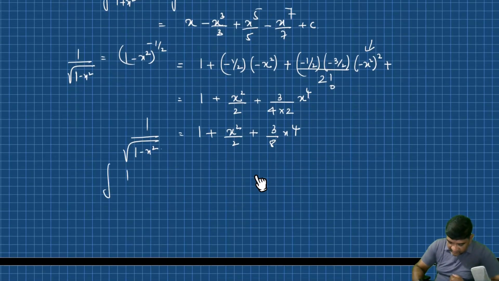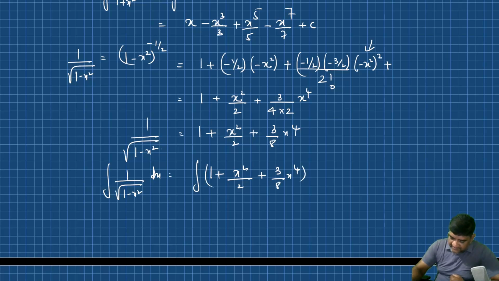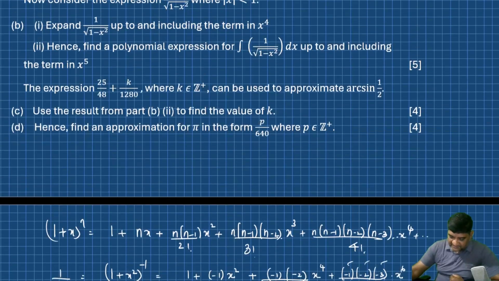So the integral of 1 by root of 1 minus x squared dx is going to be the integral of 1 plus x squared by 2 plus 3 by 8 x to the power of 4 dx, and this is a very simple integration. x plus x to the power of 3 by 3 into 2, which is going to be a 6, plus 3 x to the power of 5 divided by 8 into 5, which is 40, so that's plus c. So that's your integration of 1 by root of 1 minus x squared.